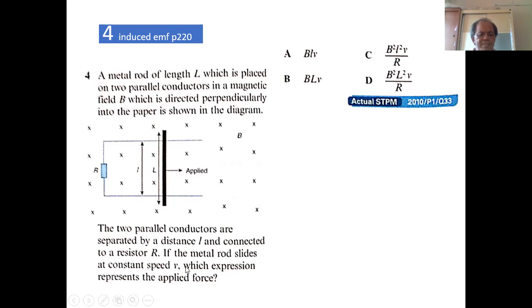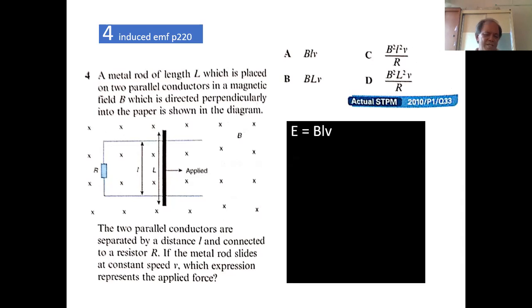Which expression represents the applied force? Find the induced EMF first, and find the current. Then after that, use BIL. This one is a bit more complex. Use that equation, E equals BLV.